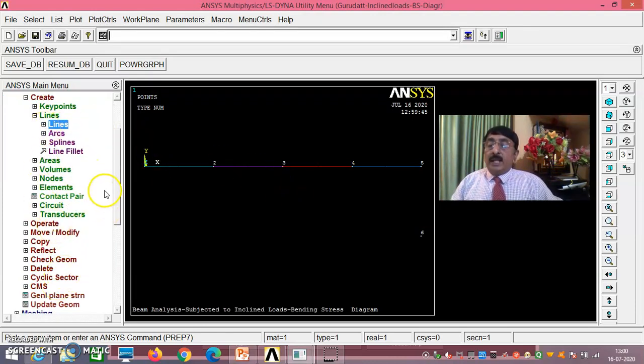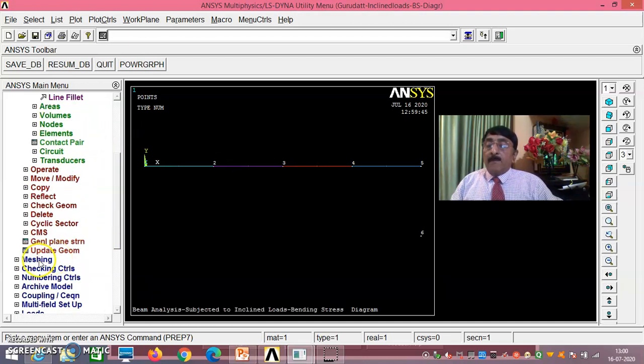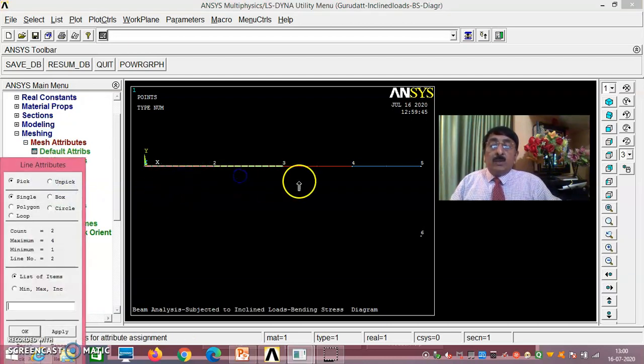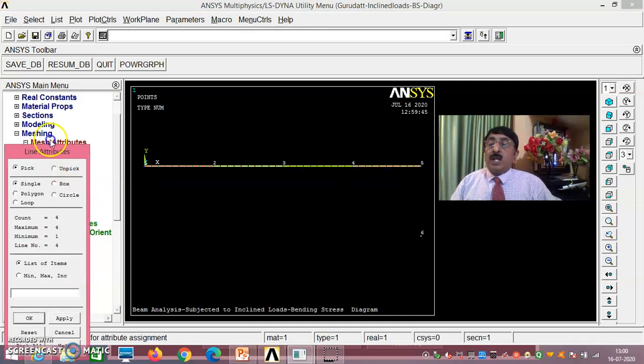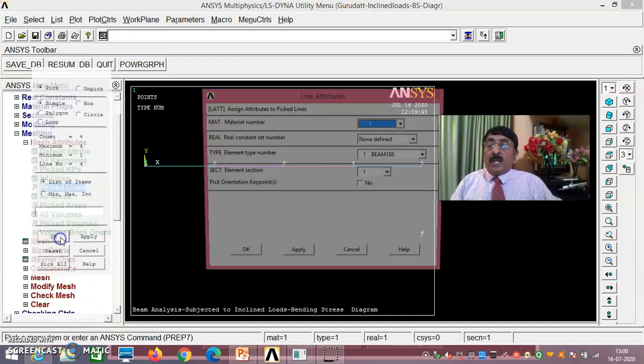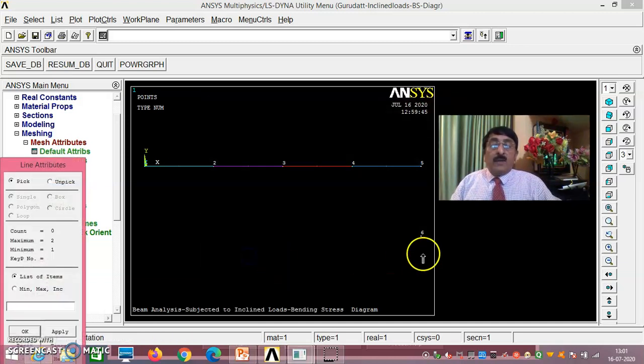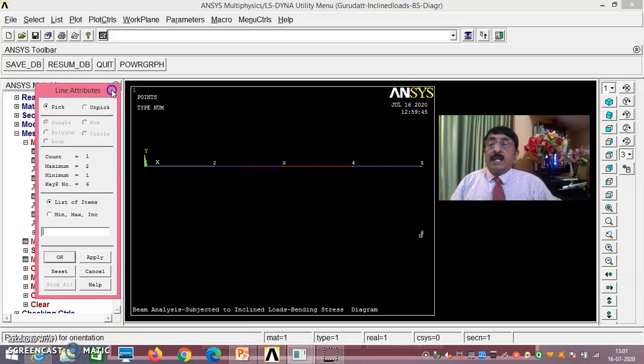Now you see here, meshing, be careful. Meshing, mesh attributes, picked lines, you click this, this, this, and this, and say okay. And pick orientation key point, compulsorily you click on this, that is pick orientation, because I have to rotate the beam by 90 degrees, that is why this has to be done. Pick orientation key point, yes, say okay, click on this point 6, compulsorily click 6 here, and then say okay.